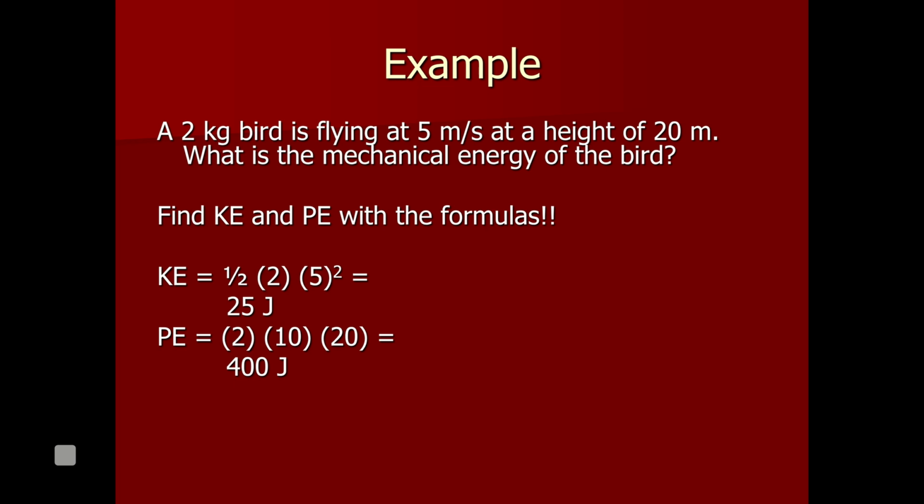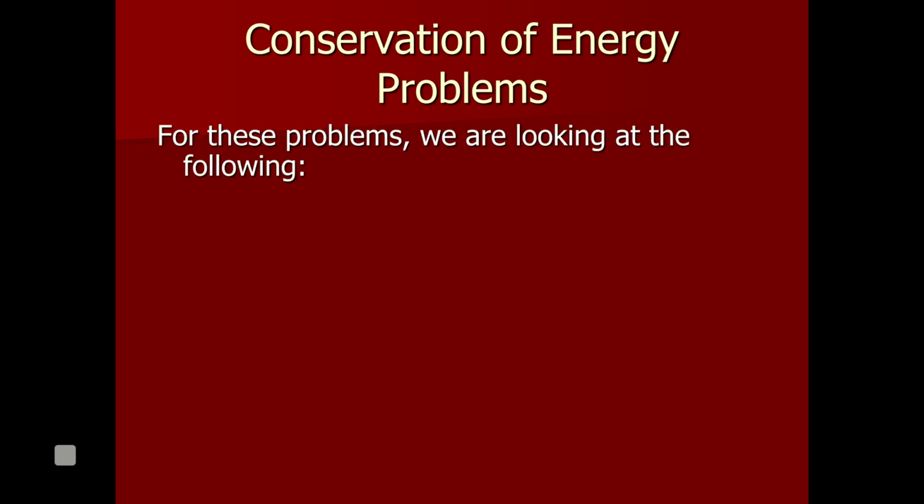Now that I know both types of energies, what do I do? Add them up. 425 joules of energy involved. So that's probably as difficult as it really gets with this: you have to find each type and then simply add them up. This, I believe, is the last thing, conservation of energy problems.